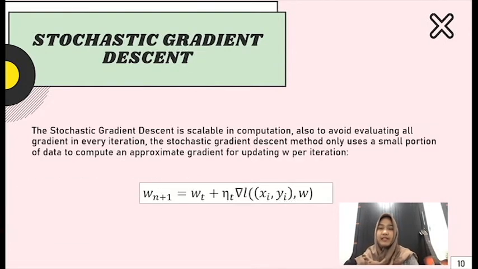Stochastic gradient descent is scalable in computation. Also, to avoid evaluating all gradients in every iteration, the stochastic gradient descent method only uses a small portion of data to compute an approximate gradient for updating the iteration, as we can see on the slide.